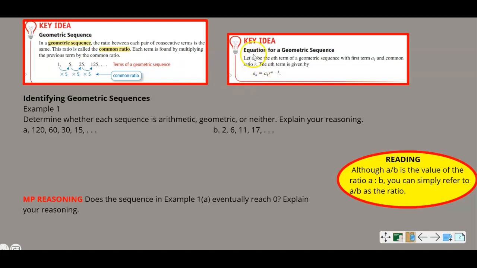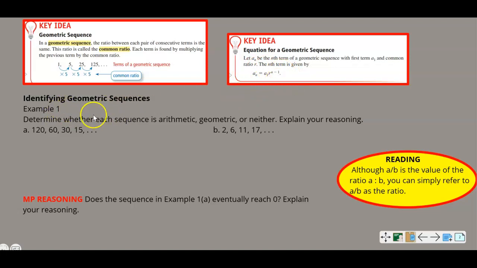All right, so a key idea, an equation for a geometric sequence. Let a sub n be the nth term of a geometric sequence, with first term a sub 1 and common ratio r. The nth term is given by a sub n equals a sub 1 times r raised to the n minus 1 power. So this is your general equation for a geometric sequence, and we're going to be using that as we go along.